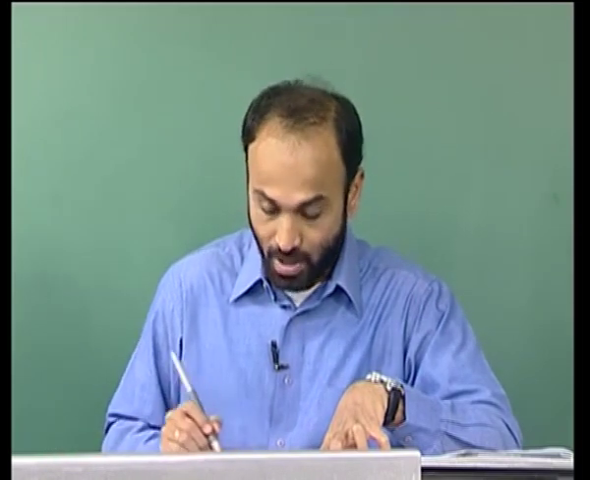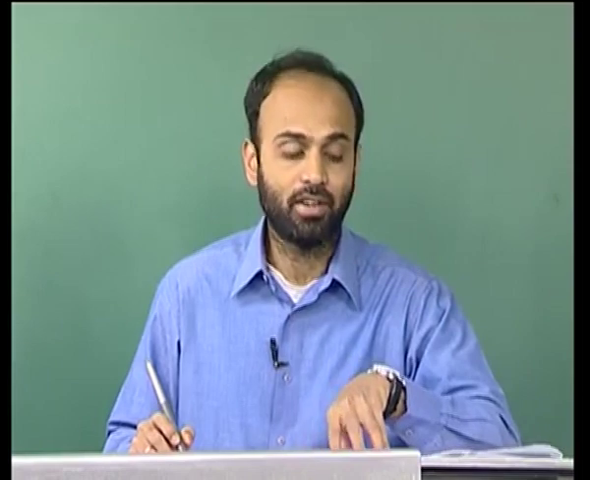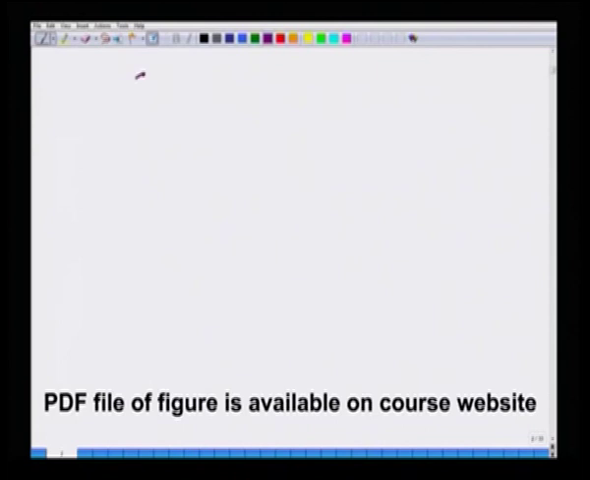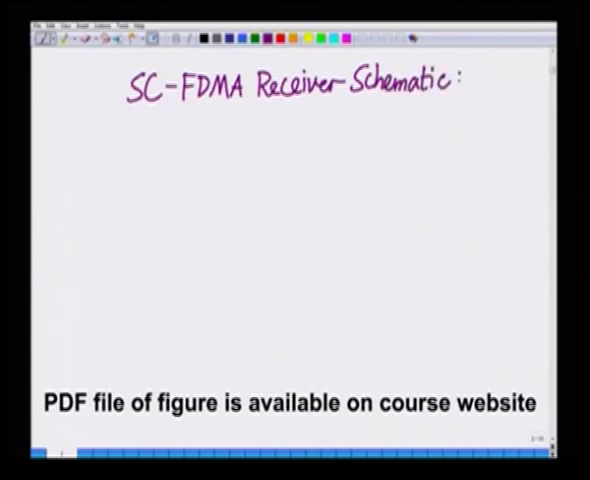How does the SC-FDMA receiver schematic look? We have looked at the SC-FDMA transmitter schematic. So now what we want to do is look at the SC-FDMA receiver schematic, and that looks as follows. What we want to do is essentially add the receiver similar to OFDM.